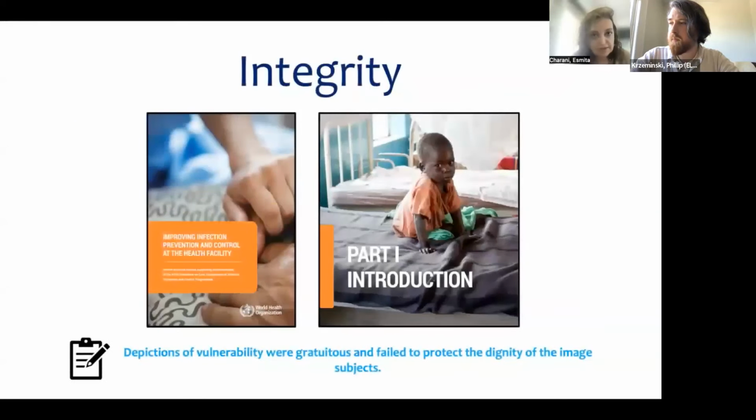There were massive issues around integrity, as I touched on already, specifically of use of imagery of children in vulnerable situations where they are there to receive healthcare, not to be exploited for their condition.